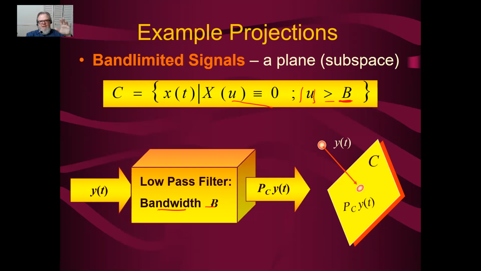So notice in all these cases, you have what you have, you want to make it into what you want, and it's usually the simplest way to take what you have and make it into what you want. If you have a signal which isn't band limited, you want to make it band limited, well, you pass it through a low pass filter. And that's exactly what the projection is onto the set of all band limited signals.